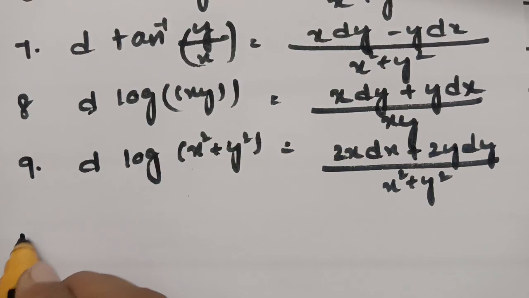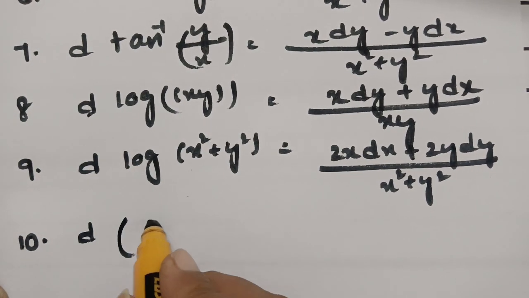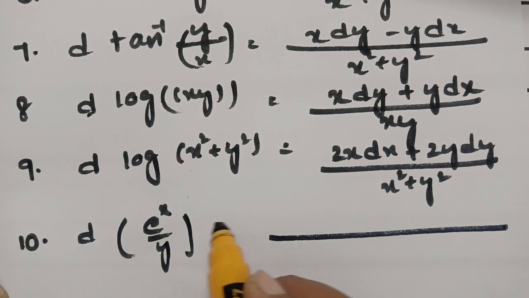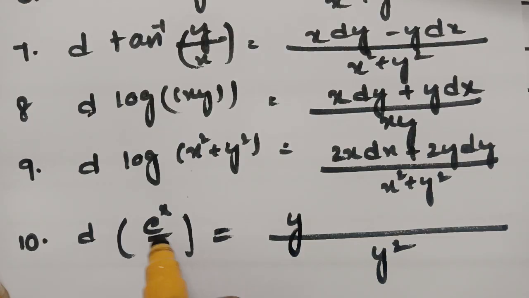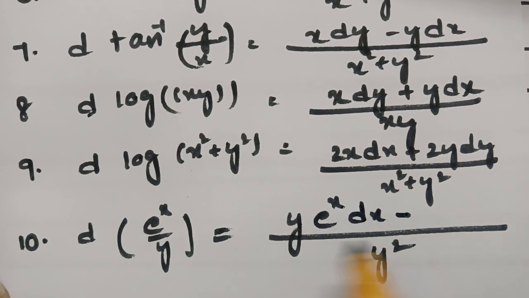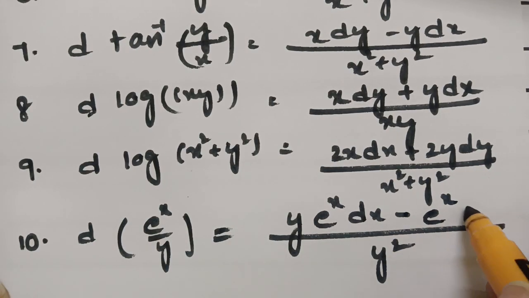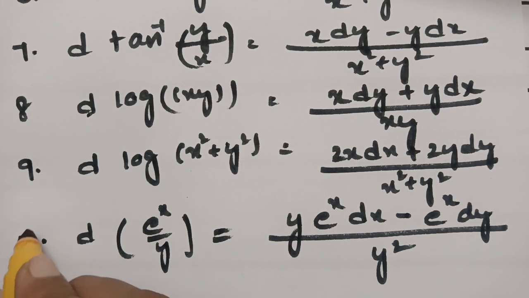And the 10th formula here is the derivative of e power x by y. It is so important, the most used formula here. For y we have to make a square and leave y one time. For the numerator I make the derivative, that is e power x into dx, minus I leave the numerator and make the derivative for the denominator as dy.